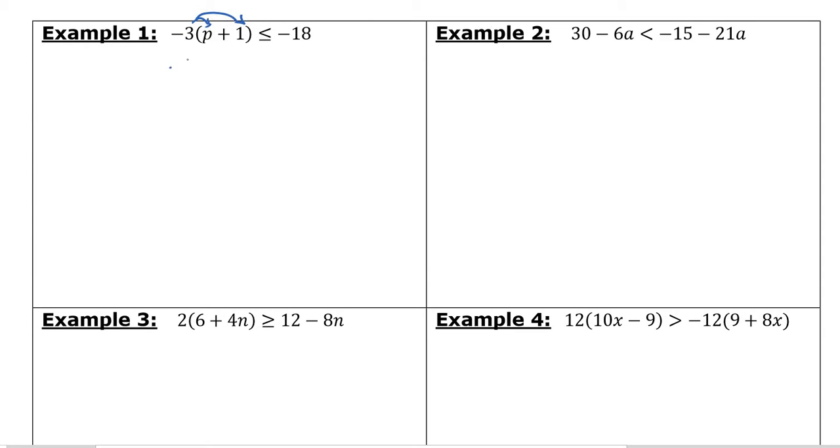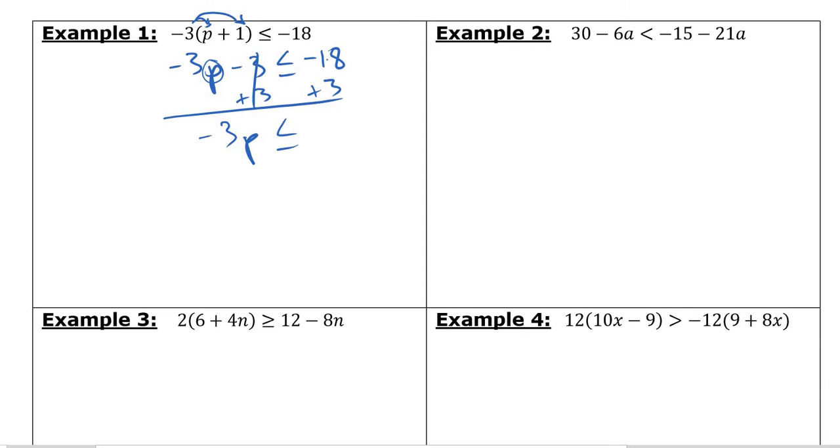Negative 3 times p is negative 3p. Negative 3 times 1 is negative 3. Less than or equal to negative 18. So that was step 1, distribution. Now step 2, we have the p we want to get on its own, so we need to get rid of both numbers. We get rid of whatever's being multiplied or divided second, so let's get rid of this adding and subtracting. Plus 3, plus 3, it's gone. Negative 3p is less than or equal to negative 18 plus 3, which is negative 15.